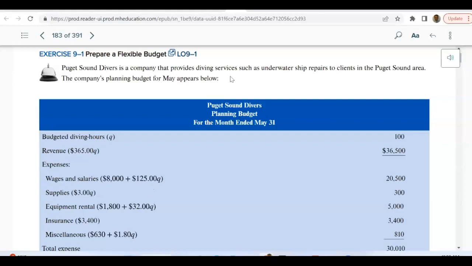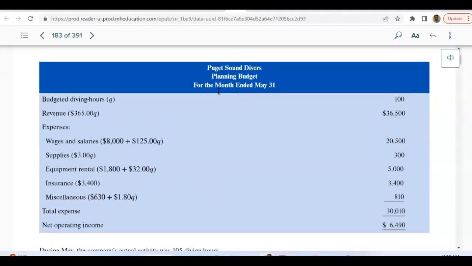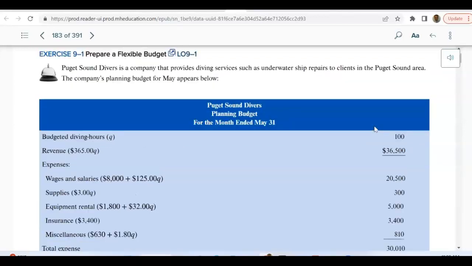So the company is planning a budget for May. It's already provided to us. Diving hours are 100 hours. Planning budget. Revenue will be based on $365 each times an hour of 100 hours, so that will be $36,500.